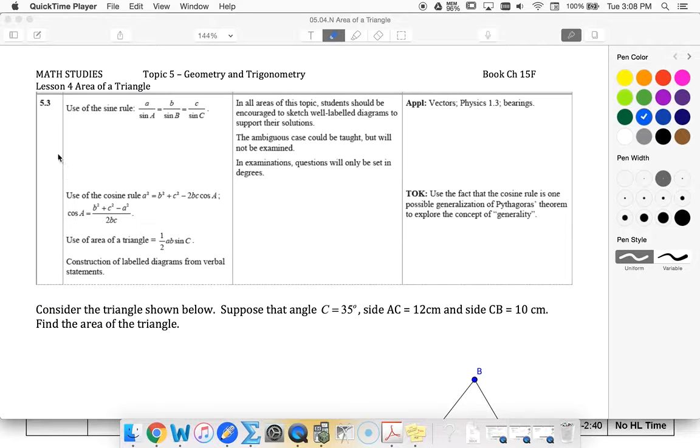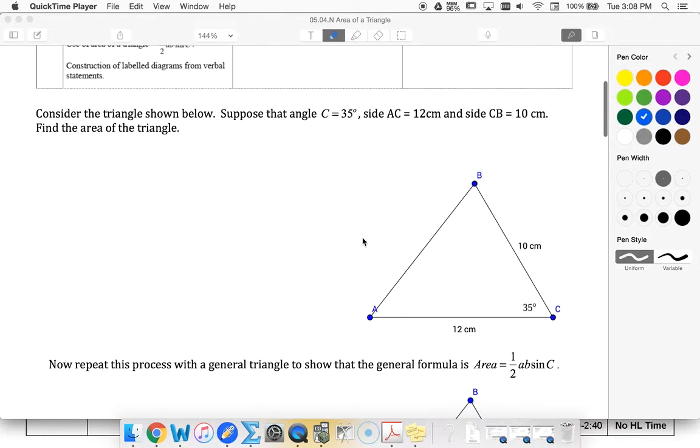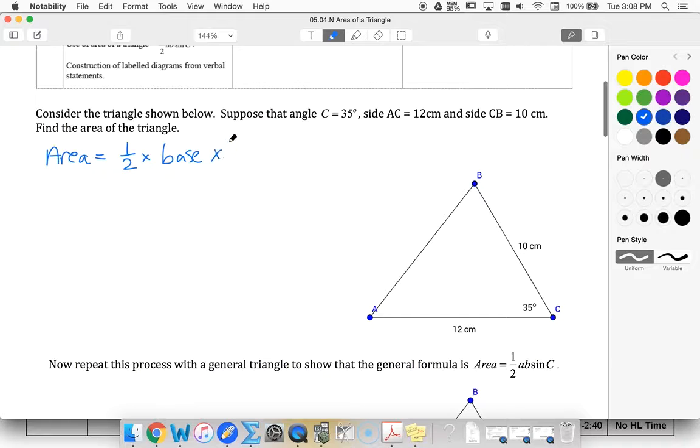All right, now we're into syllabus content 5.3. Specifically, we're going to look at this section here. Area of a triangle formula equals half ab sine C. Well, that's not what we normally think of the area of a triangle as. Normally, we think of area of a triangle as area is equal to half of the base times the height.